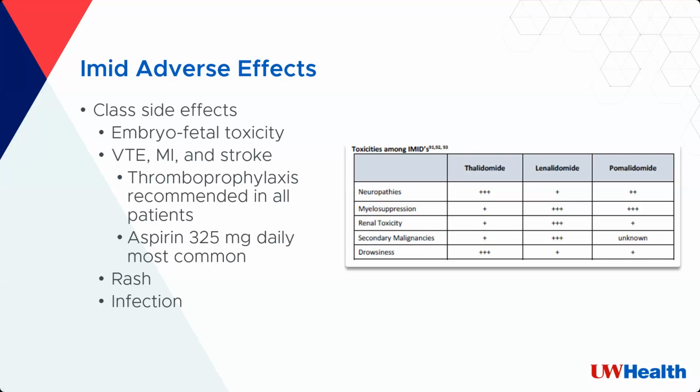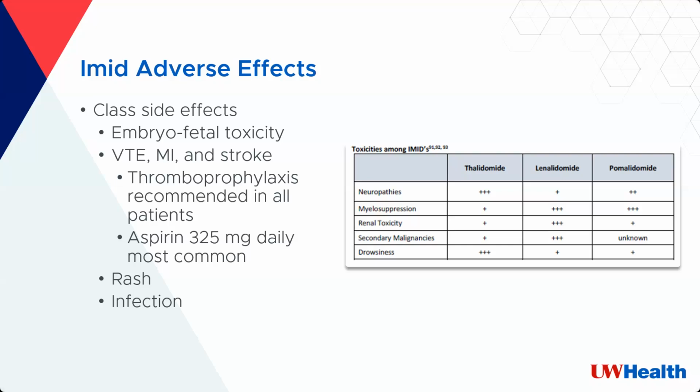On the right-hand side here, you'll see some agent-specific side effects. So you'll see that thalidomide is associated with dose-limiting neuropathy and significant fatigue. This should make sense because when it first hit the market, it was being used as a sleep aid. Myelosuppression is dose-limiting for lenalidomide and pomalidomide, which again kind of leads to that dosing schema of taking it for 3 weeks on, 1 week off to give the bone marrow some time to recover.